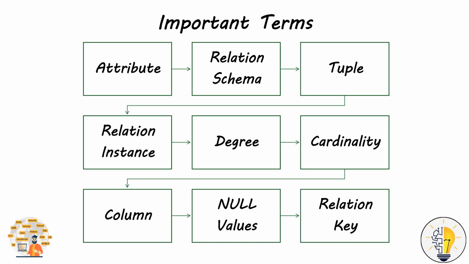Null values. Null values are nothing but values which are not known or completely unavailable. Relational key. Relational keys are used to identify the rows uniquely, and they also help in identifying the tables in which the rows are available. So relational key is nothing but the primary key, foreign key, composite key. There are n number of keys available. That is nothing but the relational key.